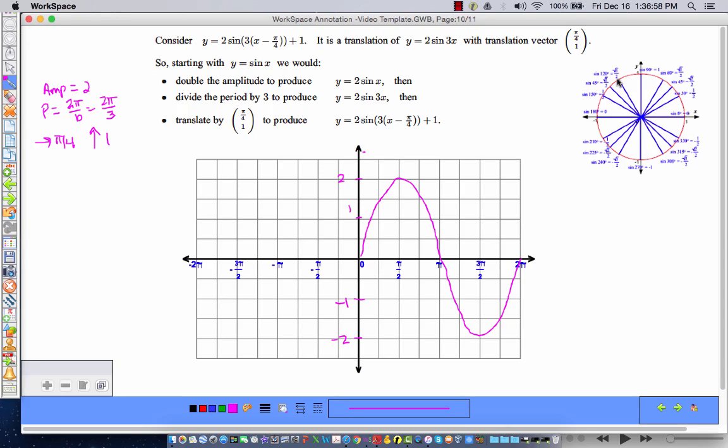2 pi over 3 is located right here just after pi over 2. Okay, so here's pi over 2, and if you can imagine these divided into thirds, this would be pi over 6. This right here would be 2 pi over 6, which is pi over 3. So that means 2 pi over 3 is about right there. Okay, so that means all my critical points are going to move to the right 2 pi over 3 units. So that's about here, and then this one would move about here. And then this one would move about here. Okay, so I have this situation.